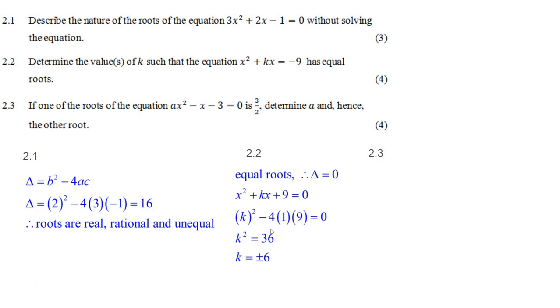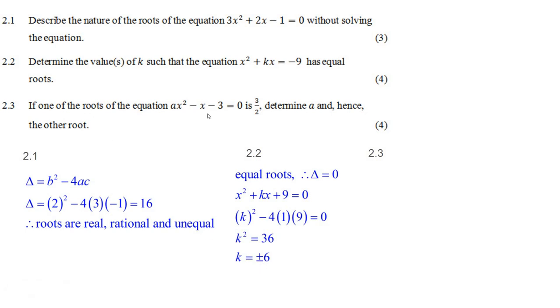Well, first we bring over the 9, make it plus 9, and then we take b squared minus 4ac. b is k minus 4 times 1 times 9. That's 36. Minus 36. We add 36. Take the square root of, what's the square root of 36? There are two values for k that will make equal roots. Will make this delta 0, positive or negative 6.